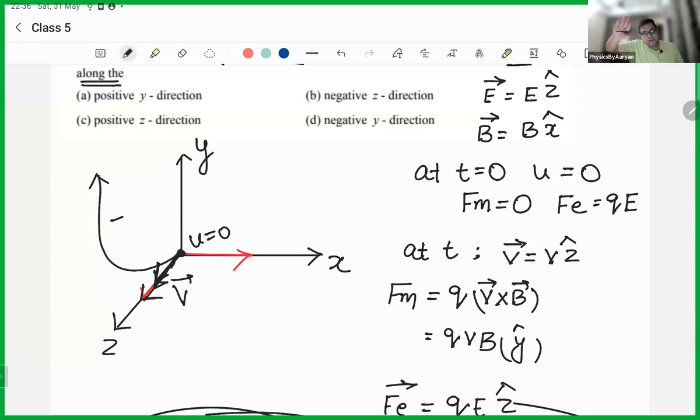It will ultimately be mainly because of the magnetic force. And in which direction is magnetic force acting? Answer is positive y direction. Magnetic force is acting in the positive y direction. So after a very large amount of time, the force which will dominate is magnetic force. It is not actually electric force. Electric force will remain a very small fraction of the magnetic force. Okay, so that is what is going to happen.